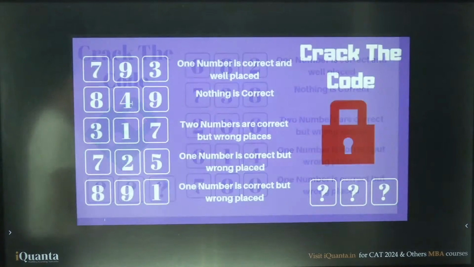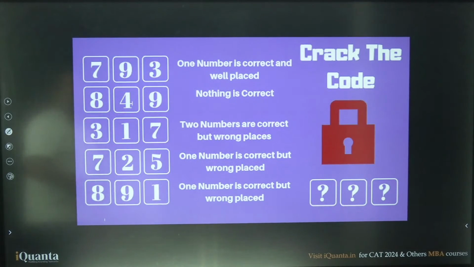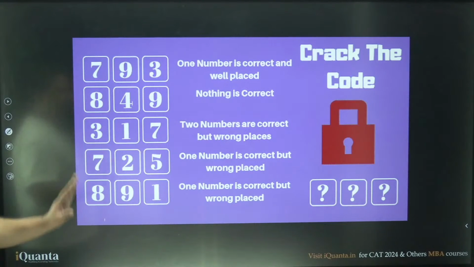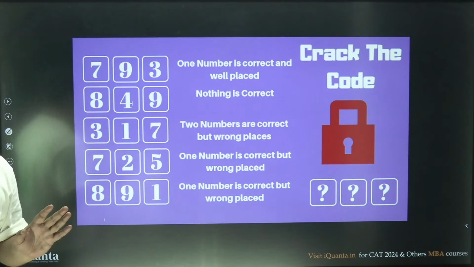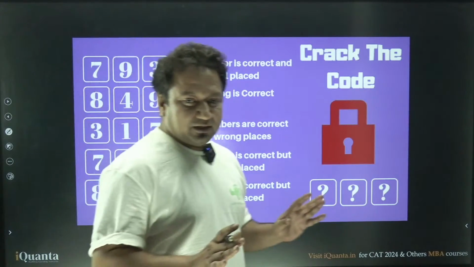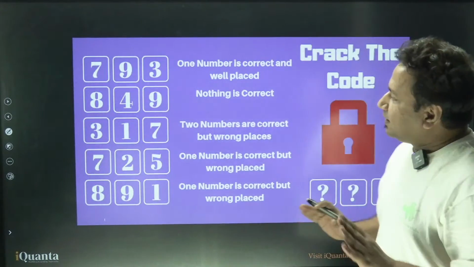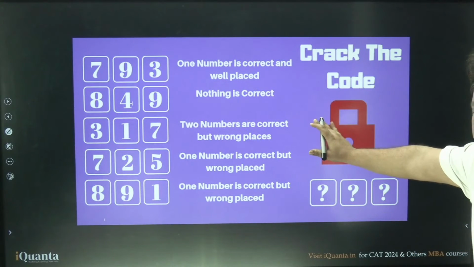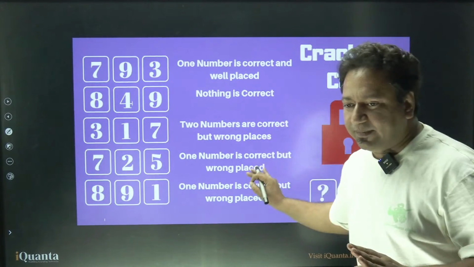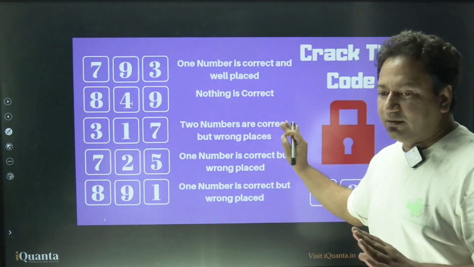Coming to the next one. Again, one more code. One number is correct. Okay. Tell me, now you guys tell me how to solve it. I'll behave like a student. You'll behave like teachers, all 334 of you. So which statement should be taken first?